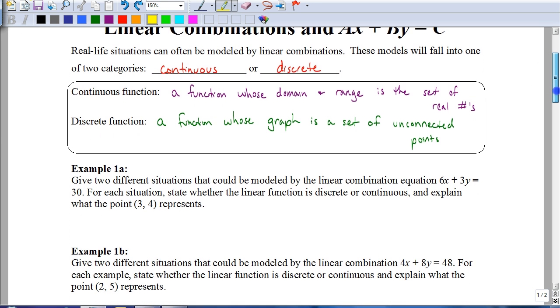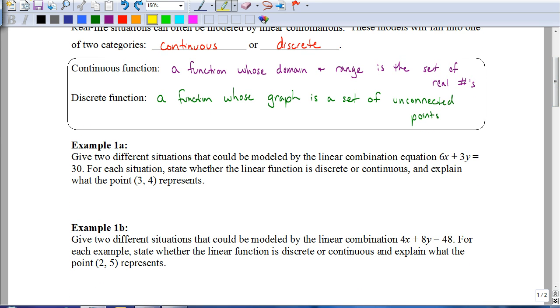So in these next couple of examples, what we're going to do is come up with our own story problem, and we're going to define that story problem as being discrete or continuous, and then we're going to explain what a point represents. So let's look at this one.